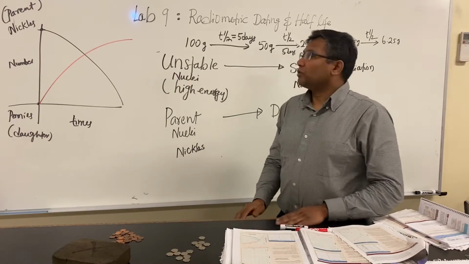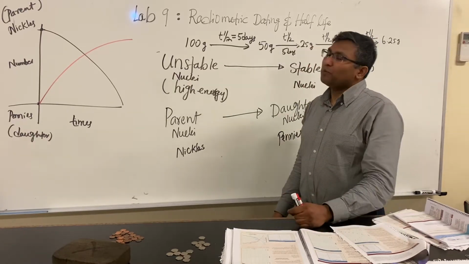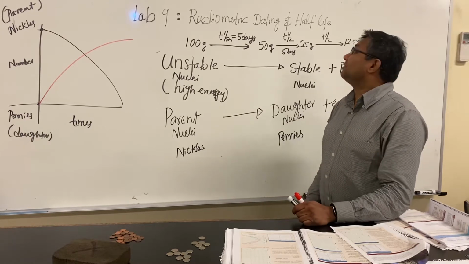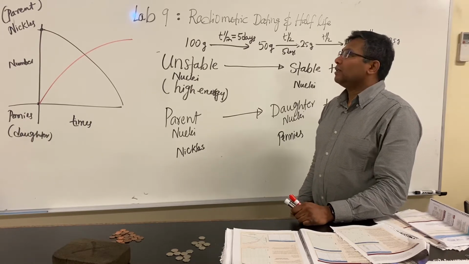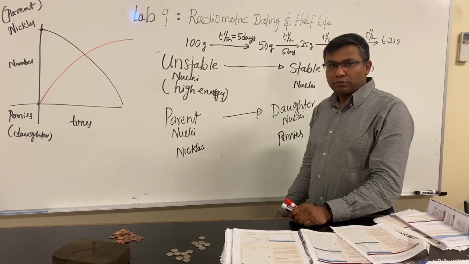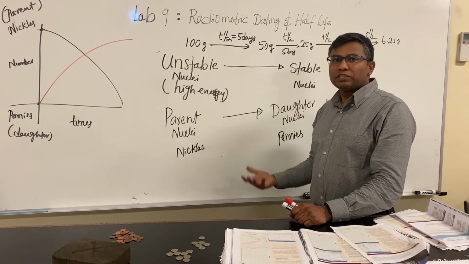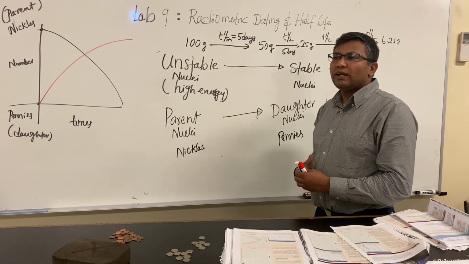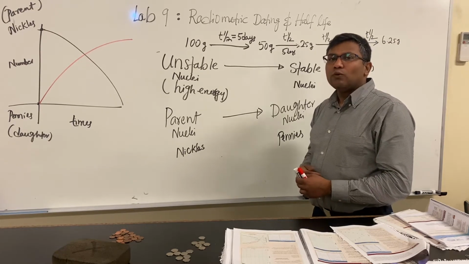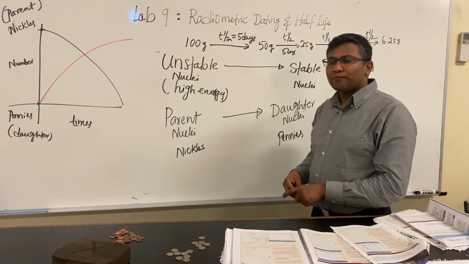I'm going to show you today how to do the lab 9, which is radiometric dating and half-life. Before we go into the actual experiment, how to do the experiment, I'm going to teach you a little bit about what is radiometric dating and what is half-life, what is a parent nuclei, and who is a daughter nuclei.